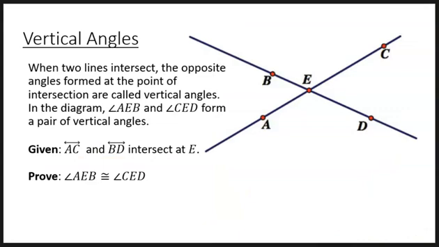In this video, we're going to look at vertical angles proof. Vertical angles are formed when 2 lines intersect. Vertical angles share a vertex point, and they are opposite from each other. This diagram shows 2 pairs of vertical angles. Angle AEB and angle CED are vertical angles. Angle BEC and angle DEA are also vertical angles. For this proof, we are given that lines AC and BD intersect at intersection point E. We need to prove that vertical angles AEB and CED are congruent.